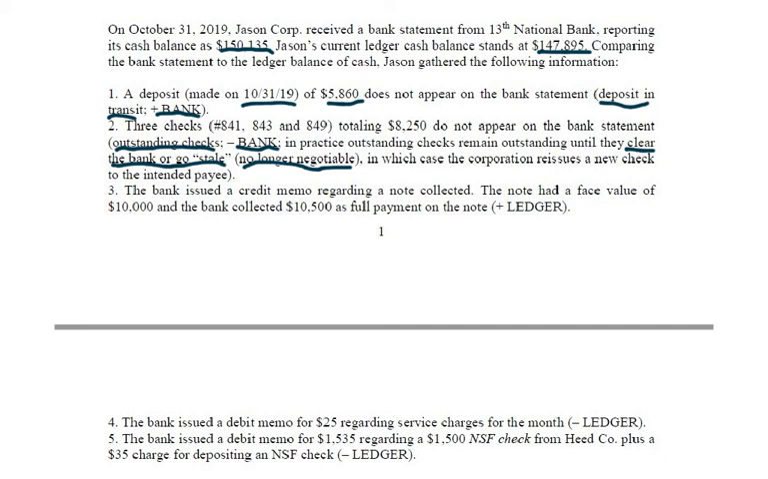And again, how long that takes depends on the bank agreement, so look at your agreement. I think 120 days is pretty standard now, but some, like government checks, can be a year before they go stale. Right, number three, the bank issued a credit memo regarding a note collected.